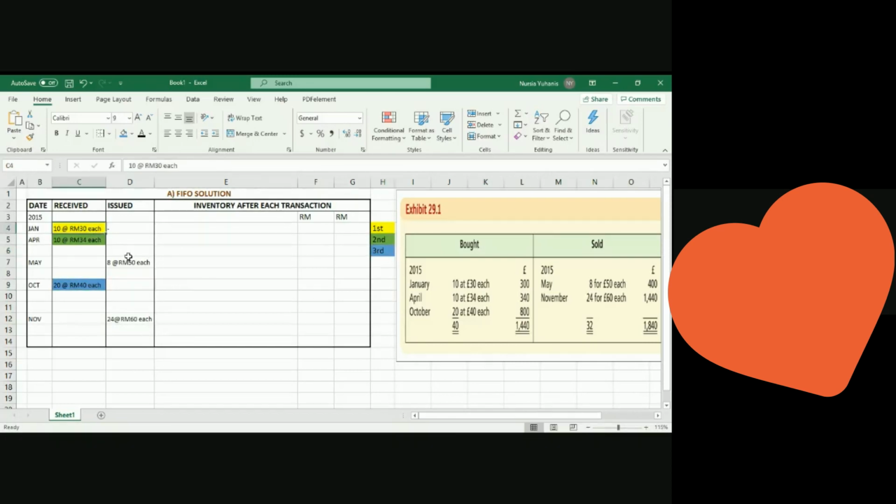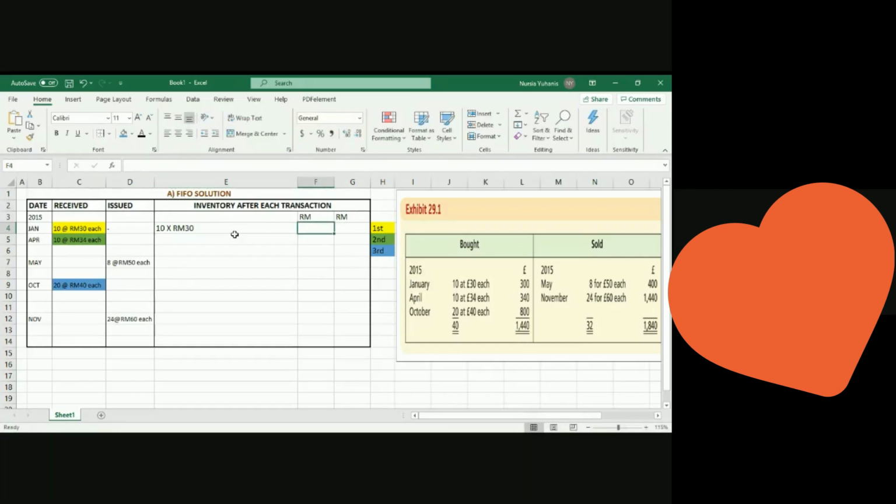Okay, let's write the first one. Then you need to fill in the inventory after each transaction. This is the first transaction for the year, so you just put 10 and multiply with RM. I changed the dollar into RM, so it's easy.